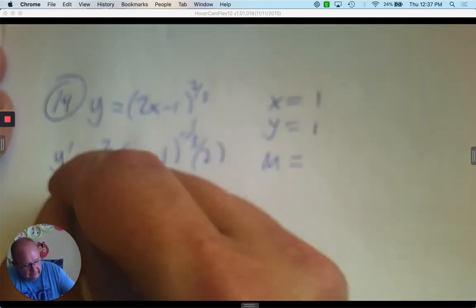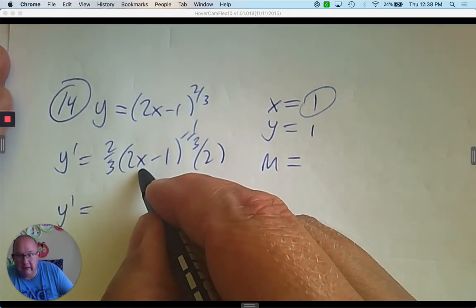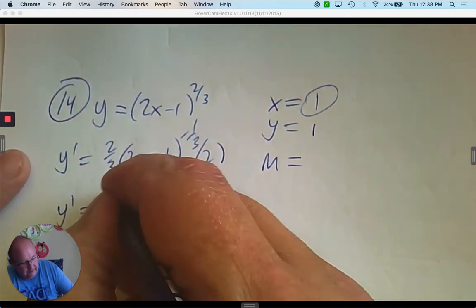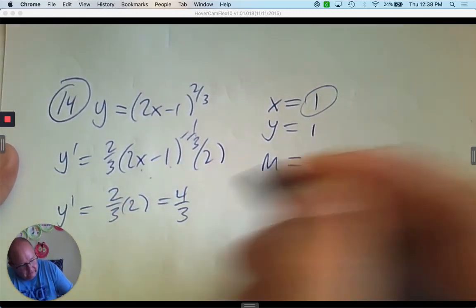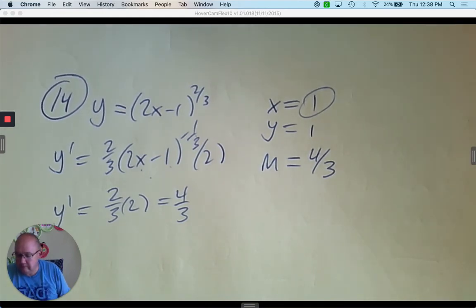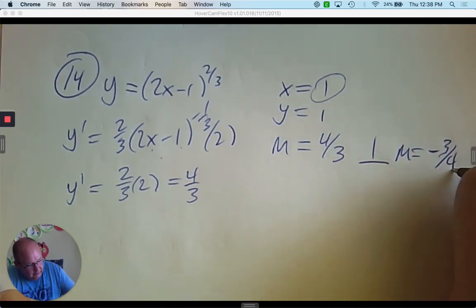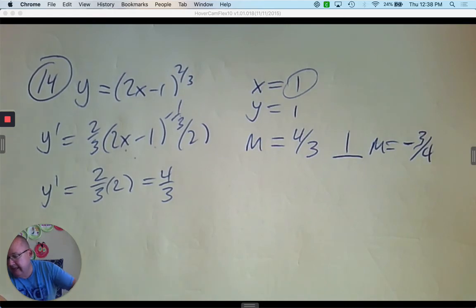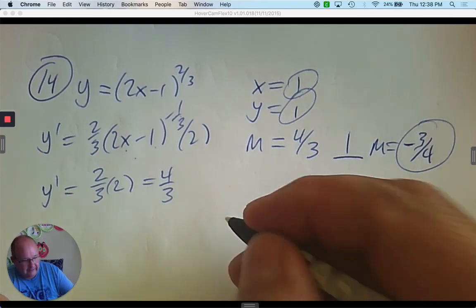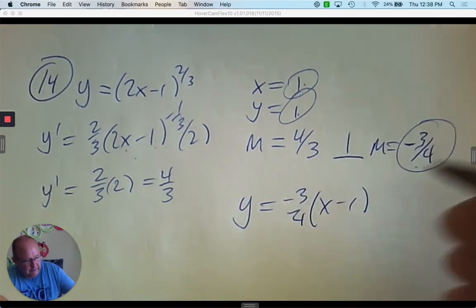Next, we're going to plug in. For this, I just need the x coordinate. So if I plug in the x coordinate, 2 times 1 is 2, take away 1. 1 to any exponent is equal to 1. And then you're left with 2/3 times 2. So I find the slope to be 4/3. Let me double check for 14. And then the perpendicular slope to that would be negative 3/4, because it's the opposite sign and reciprocal. So using these three numbers, can you write the equation of a line? Y equals negative 3/4. Change the sign for x, keep it for y.